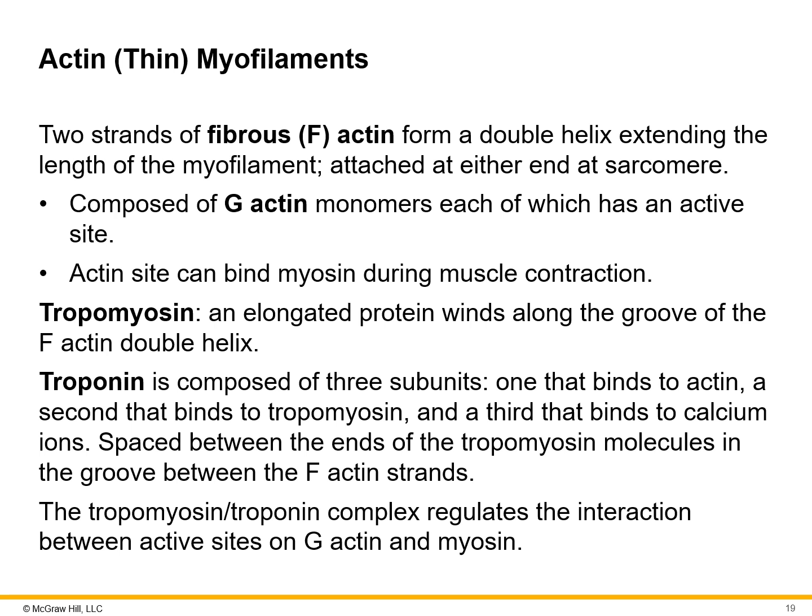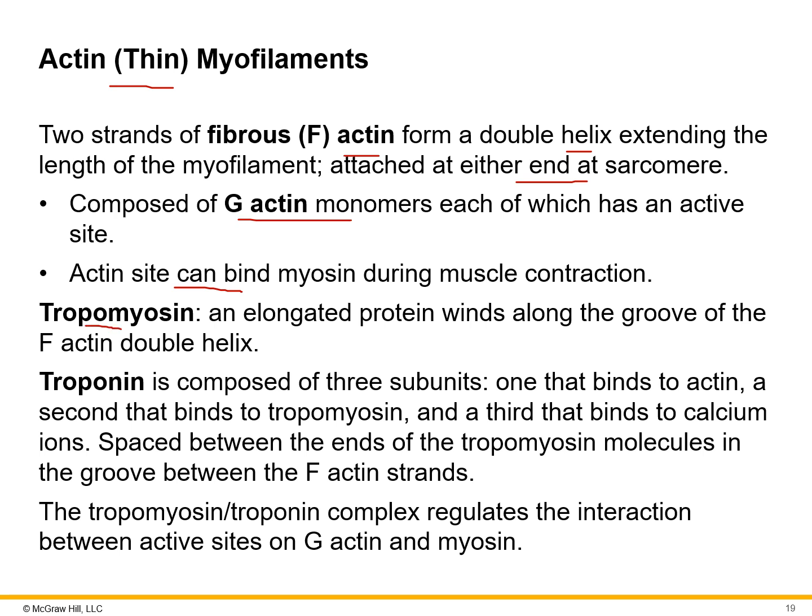So a little bit more about these myofilaments. The actin, or thin filaments, have two strands of fibrous actin that twist around each other to form a double helix that just extends in length. And they again attach at either end of the sarcomere at the Z disc. It's composed of what's called G-actin, which is the monomer that builds them. And that active site can bind myosin during the muscle contraction that we'll see in a minute.